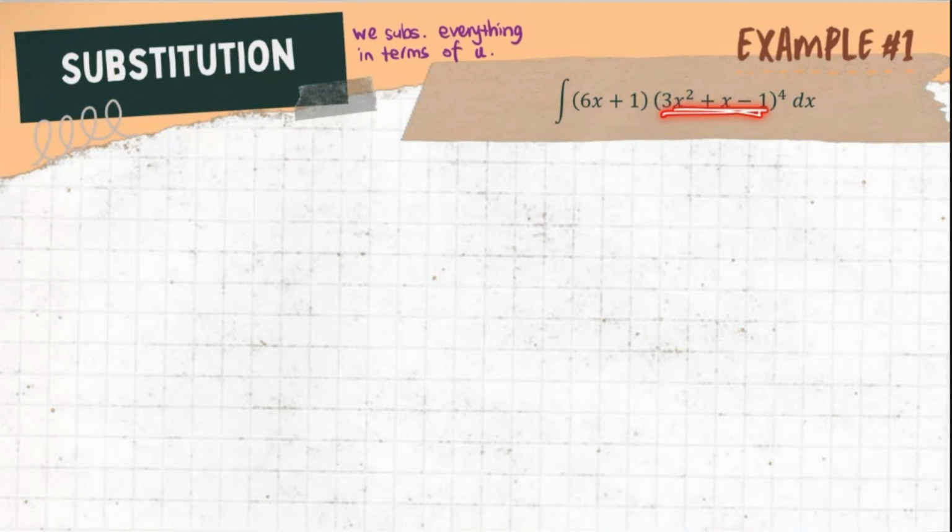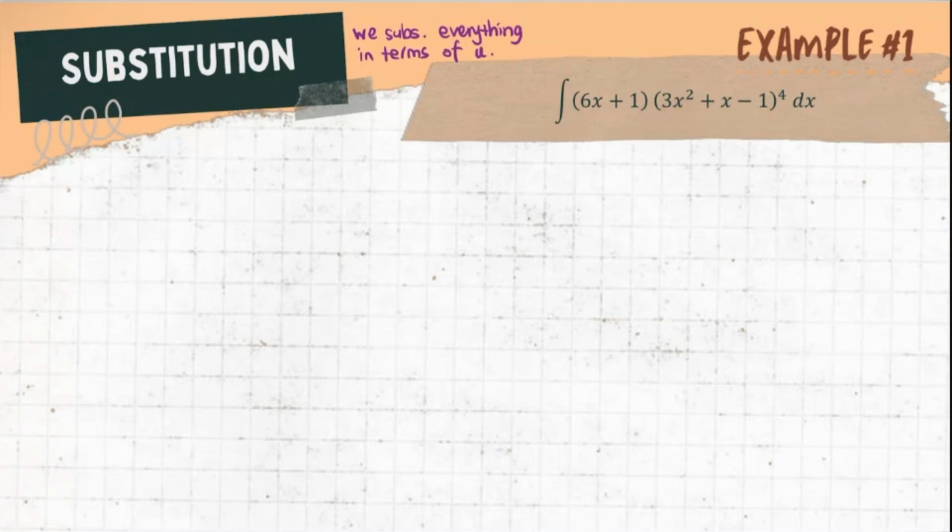Okay, ataupun sebenarnya kalau kita tengok balik 3x square plus x minus 1 ni, if we differentiate, kita akan dapat 6x plus 1, betul tak? Yang mana 6x plus 1 ini dia ada dalam function tersebut. So that's why saya akan pilih 3x square plus x minus 1 ini sebagai U.